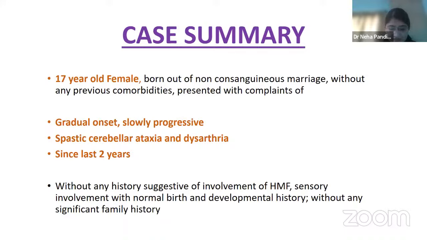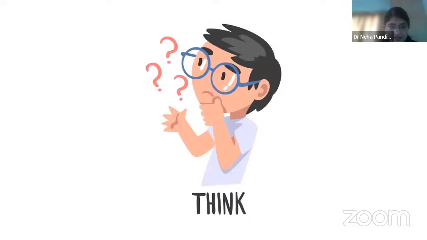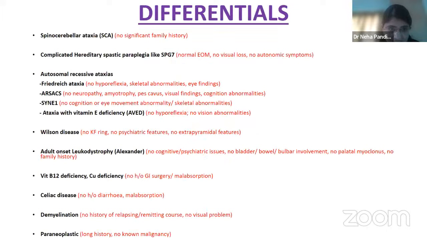After this history and examination, we thought mainly of all the conditions that can cause gradual onset, slowly progressive ataxia. First in our mind were the genetic heredodegenerative ataxias. So we thought of spinocerebellar ataxia, but the negative point was that there was no family history.